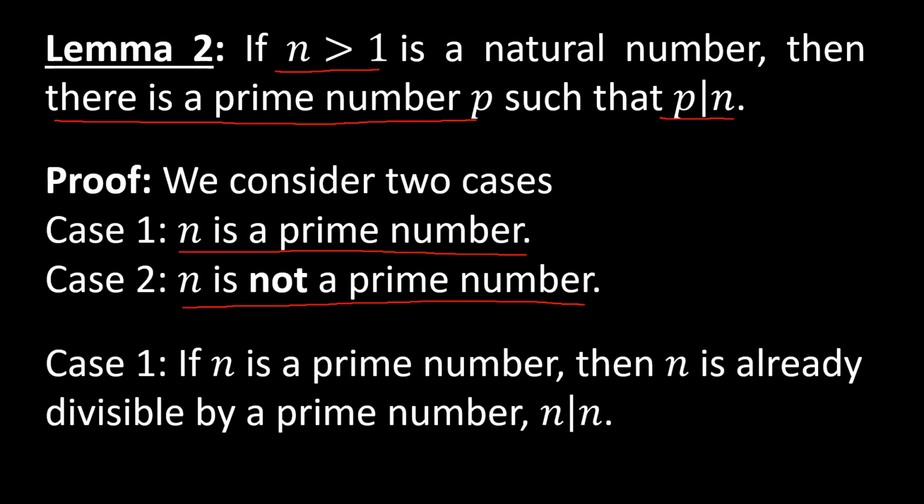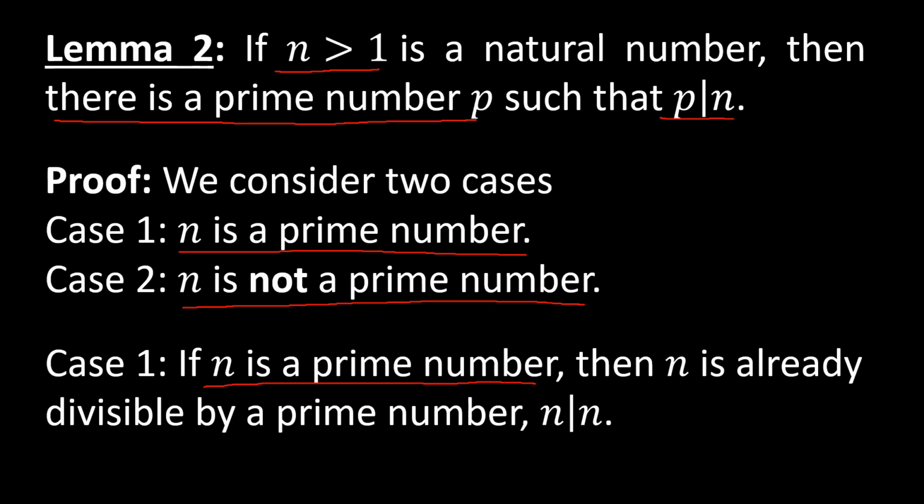In the first case, when n is a prime number, it's actually very easy to prove, because what is a prime divisor of n? n itself. So n divides n because n is a prime number. So we have proof that if n is a prime number, then a prime number divides n. So that will take care of that case.